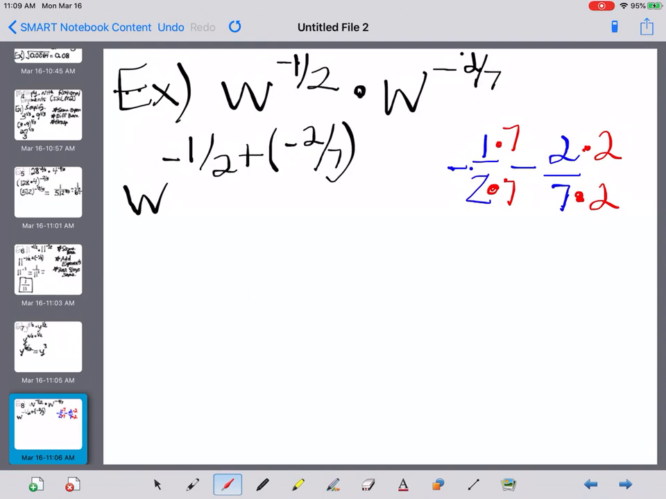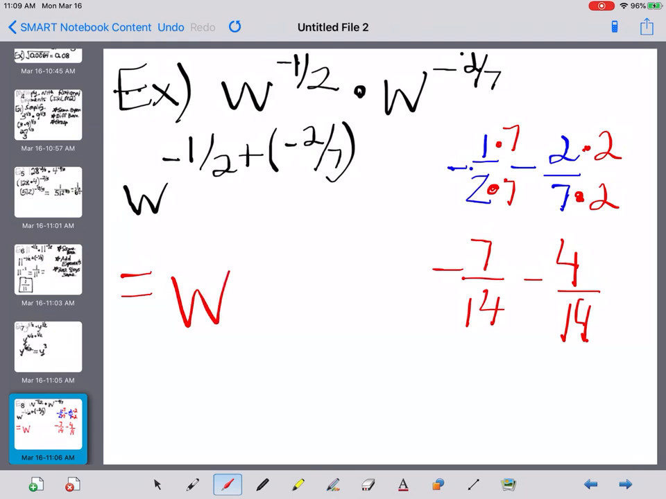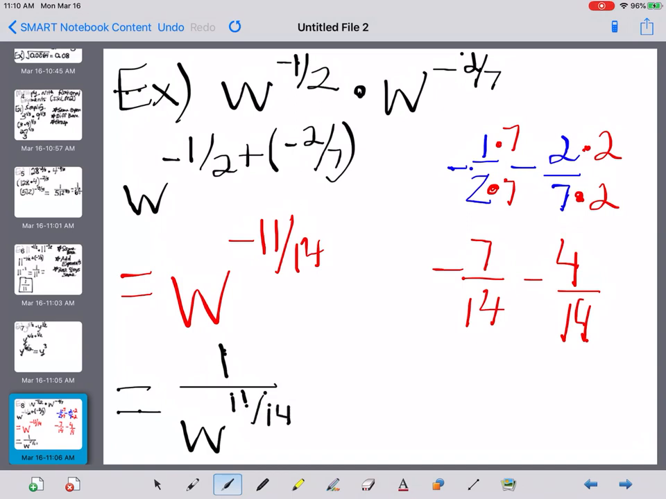So when I do that, I'm going to end up with negative 7 over 14, which is the same as negative 1/2, minus 4 14ths. So negative 7 minus 4 gives me W to the negative 11 14ths. Well, actually, that's not my final answer because we have a negative exponent. So we got to fix that. And how do we fix it? Well, really simple. We're just going to move it to the bottom. So it'd be 1 over W to the positive 11 14ths. And that's it.